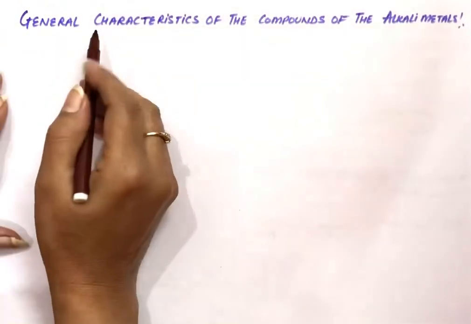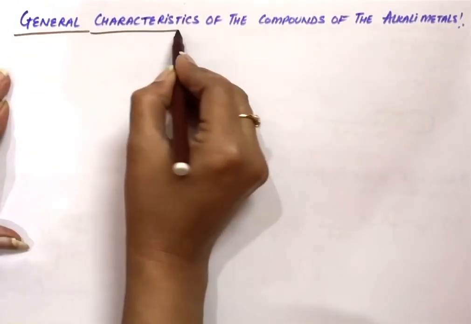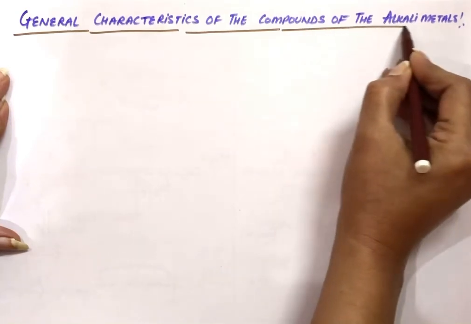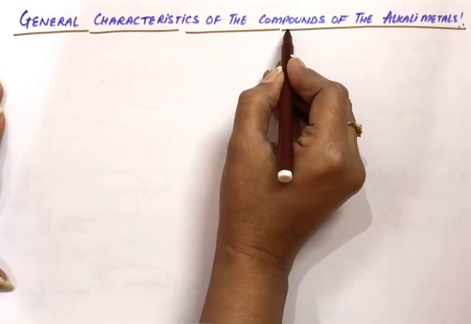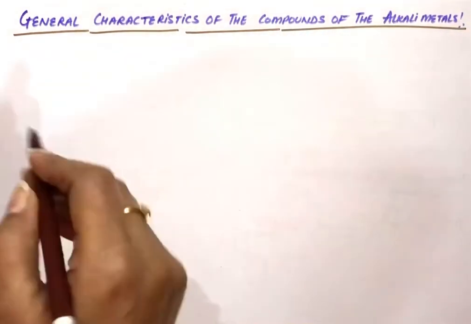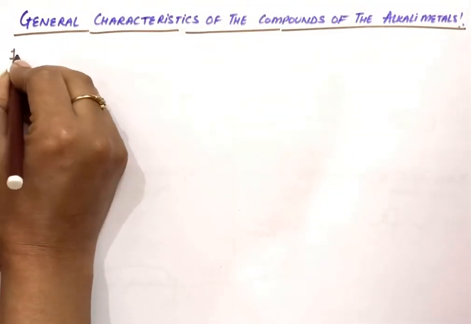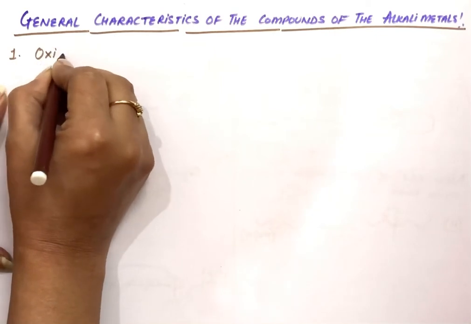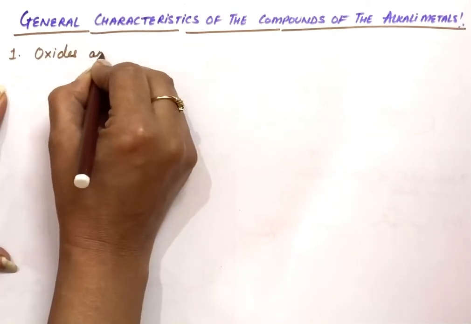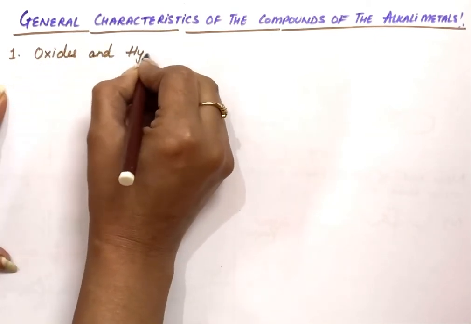In this video, we'll study the general characteristics of the compounds of the alkali metals. Now we'll study the compounds of the alkali metals. Before this, we have done the properties of alkali metals. So the first compound that we'll take is the oxides and hydroxides of alkali metals.